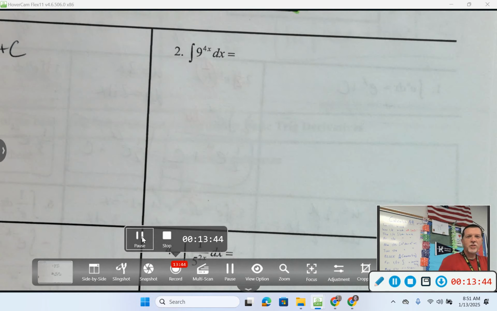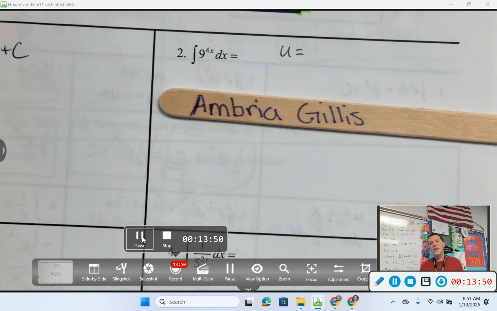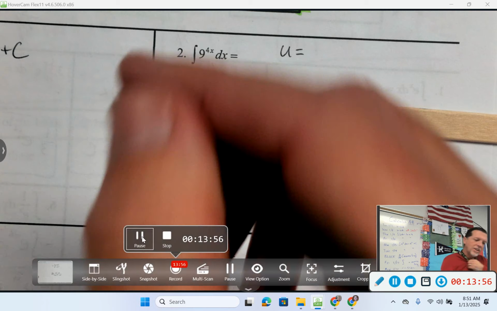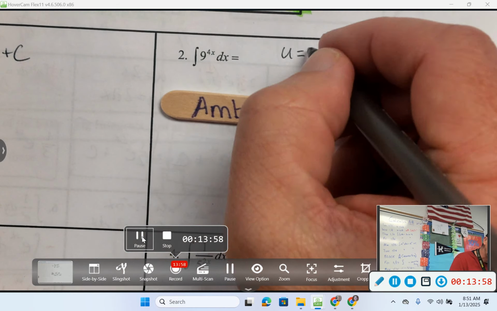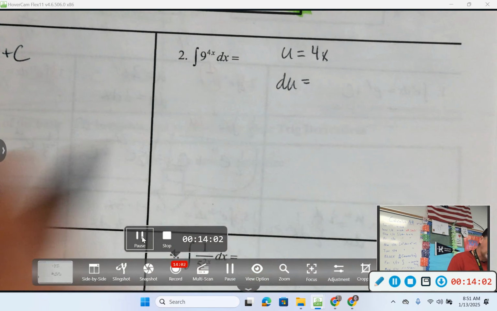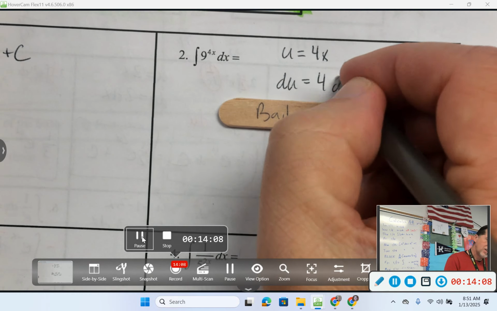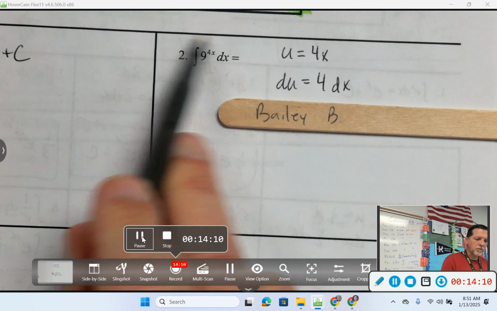All right, number 2, a little bit different. Ambria, let's do a u substitution on this one. What do you think u should be? 4x. That way we'll have an antiderivative of 9 to the u. But now we've got to piece together the rest of this thing. So Bailey, if u is 4x, then what's du? 4 dx. So what does that mean in terms of my integrand?